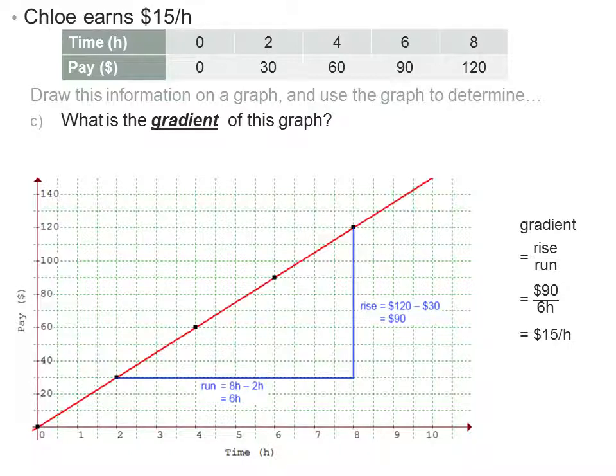Hang on a minute, $15 per hour was the pay rate I started with. Isn't that interesting? The gradient of the graph is the same as the rate in the question. That's important, remember that. The gradient of the graph is the rate.